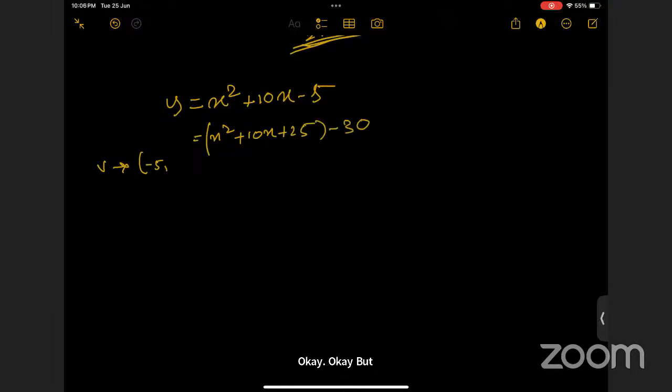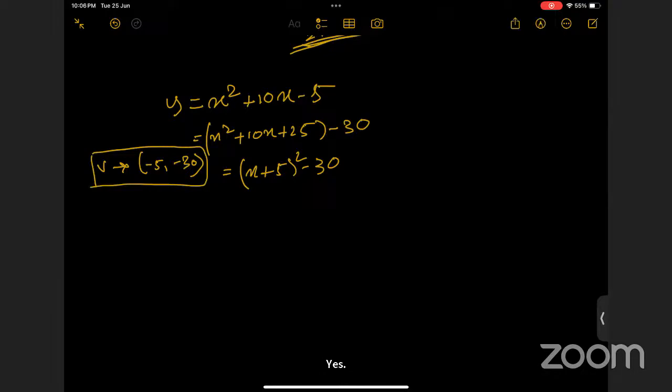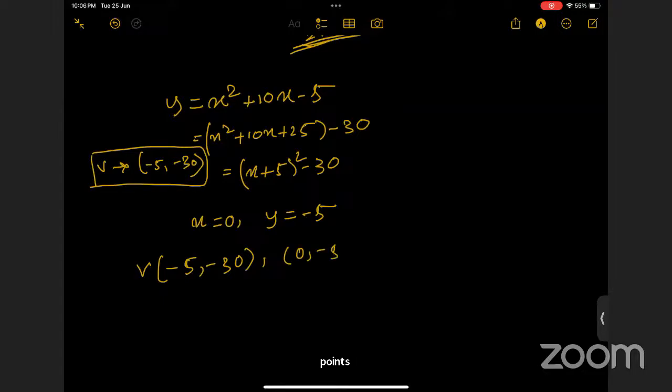But I need to find the slope. The derivative is 2x plus 10. Okay, we will find it. So the vertex is minus 5, minus 30, right? And for the y-intercept, if we put x equals 0 in the equation, then we get y equals minus 5. So we have 2 points. First is minus 5, minus 30, and second is 0 comma minus 5. Now, if we have 2 points, then we can find the equation of the line, right? Yes. But what will be the equation? Please solve it with us.